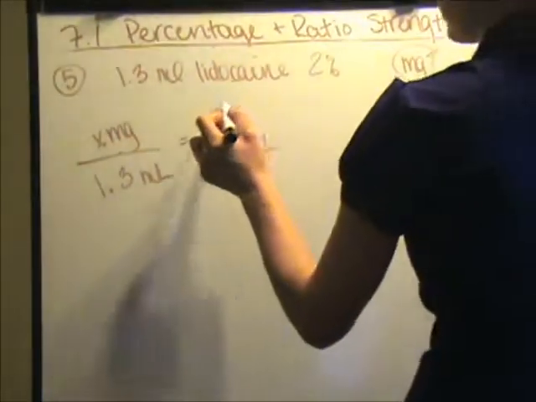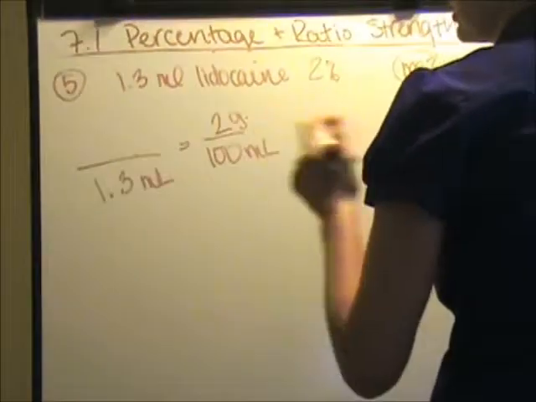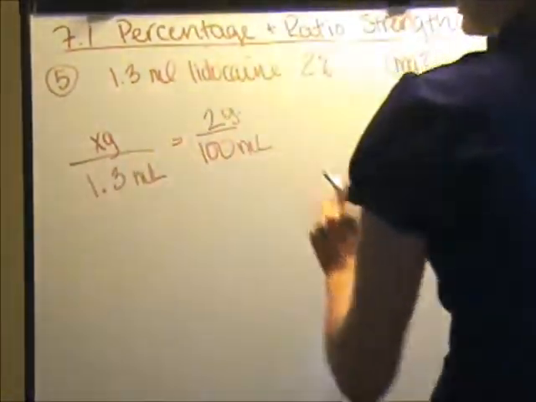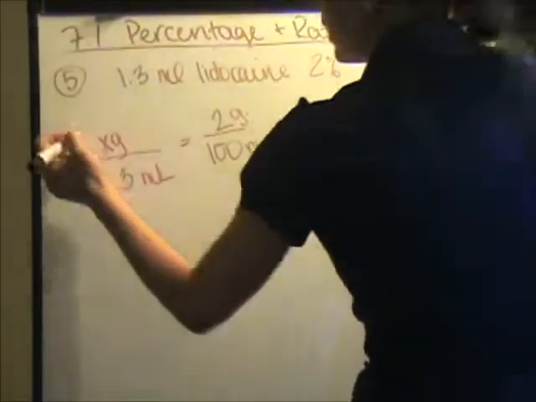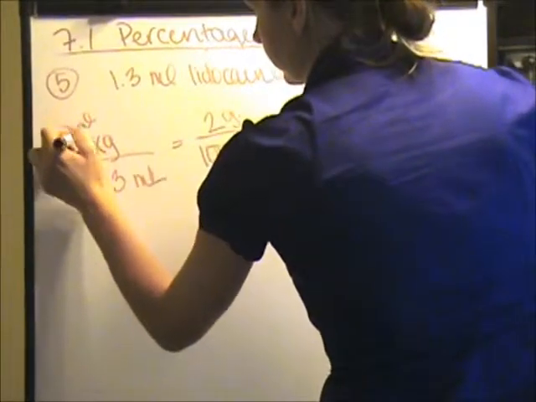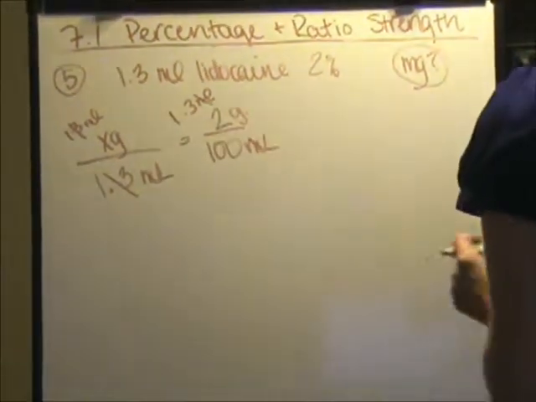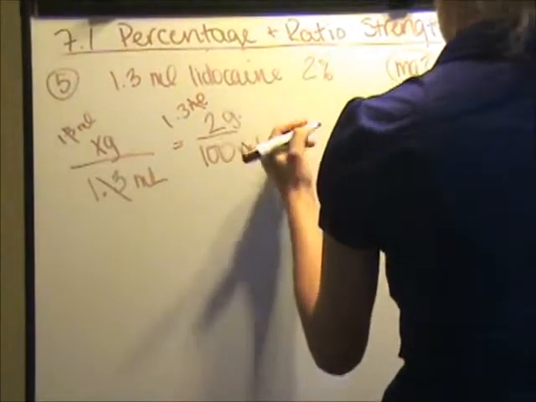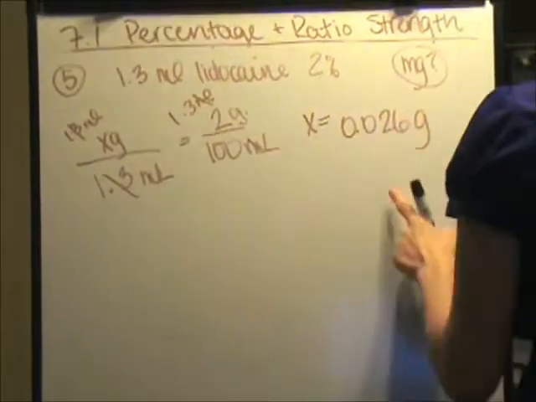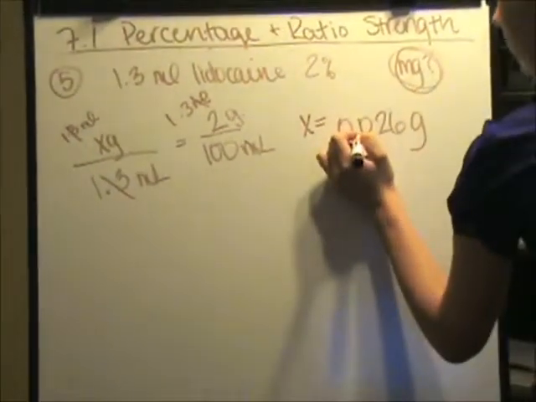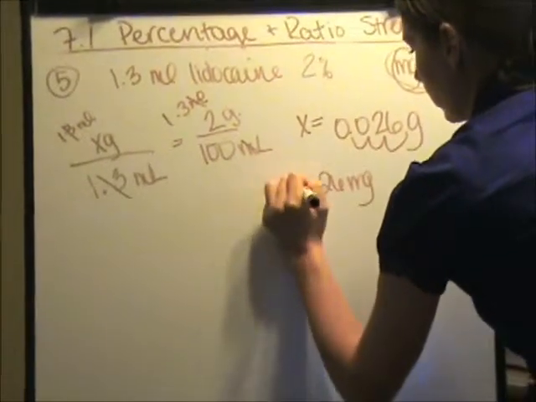Now if you see the problem, we have grams, but then we have milligrams over here. Since we're solving for x, we're going to initially solve it as grams, because we have to keep this that way, and then after we get our proportion solved, we will convert it into milligrams. So we can go ahead and solve for x. Milliliters are going to cancel. 1.3 times 2 divided by 100 is going to give us 0.026 grams. Now remember, we need to convert it to milligrams, so we're going to move the decimal 1, 2, and 3. 26 milligrams will be our final answer.